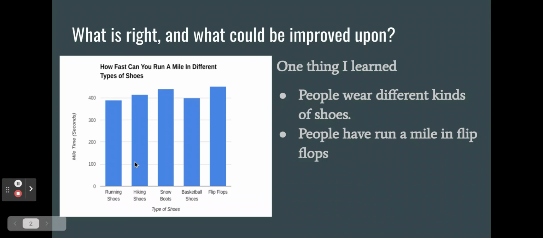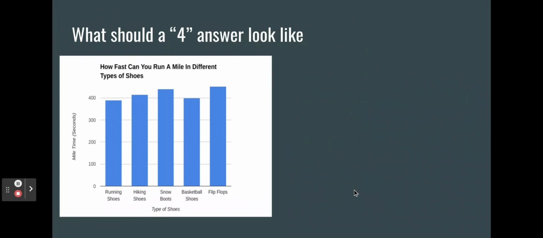And you can find lots of facts in a graph, but we're looking for facts that help address the question, which is how fast you can run in different types of shoes. A second fact in here is that people have run a mile in flip-flops. That's in the data, but it doesn't address how fast you are in different types of shoes. So let's look instead at a level 4 response to this.